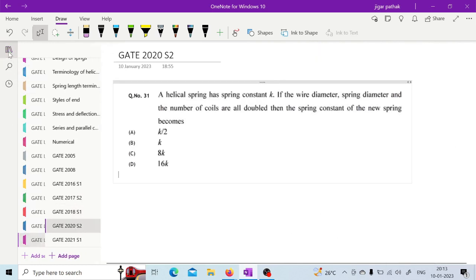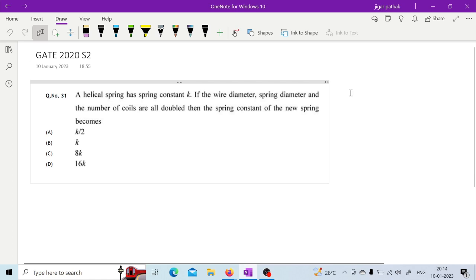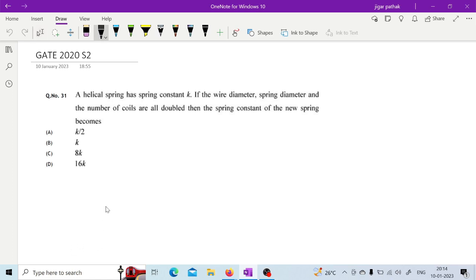So if we go for the next one: a helical spring has a spring constant K. If the wire diameter, spring diameter and the number of coils are all doubled, then the spring constant of the new spring becomes... You can calculate this, I guess. This spring constant is nothing but G d raised to 4 upon 8 D cube. Now what they are asking is that wire diameter, coil diameter and the number of coils are all doubled.